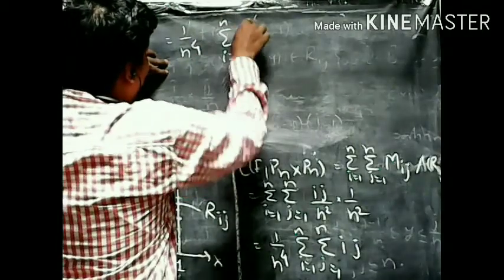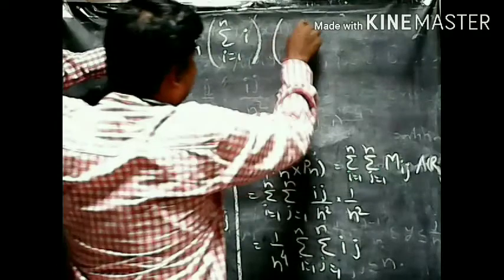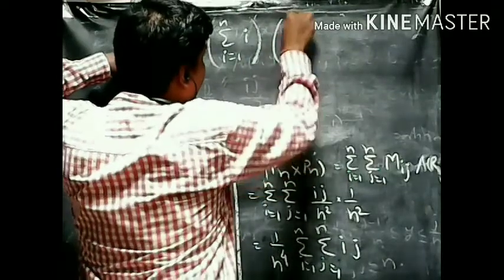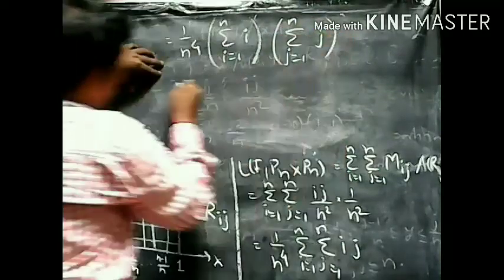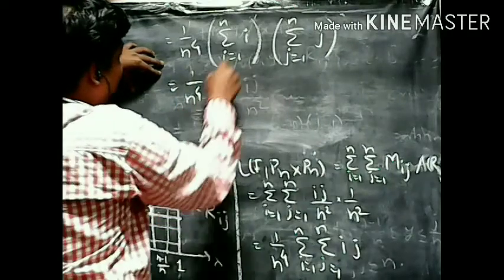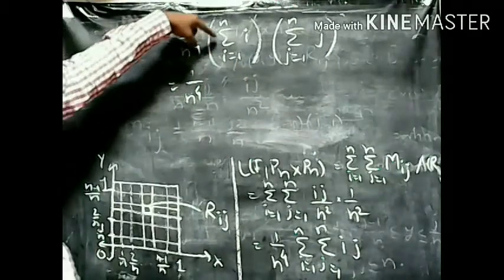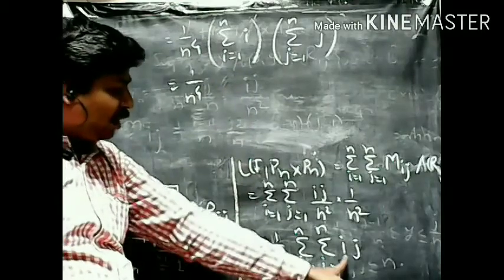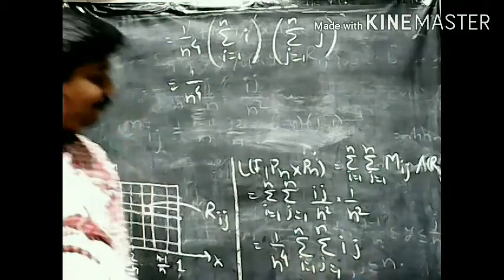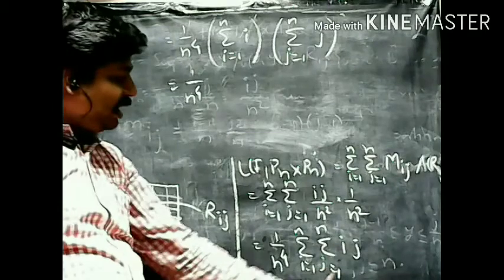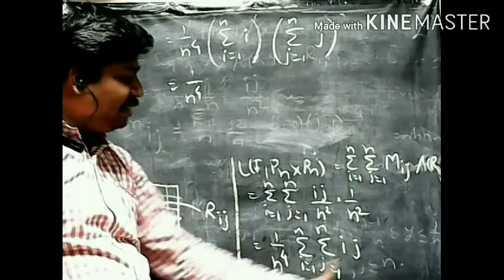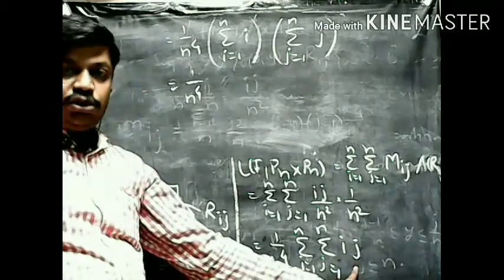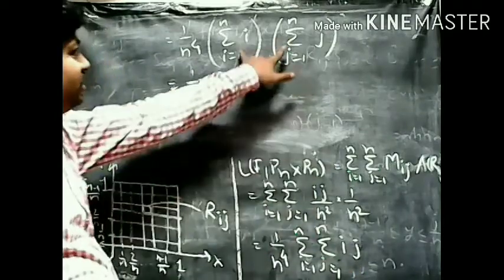n of i, and summation over j from 1 to n of j. So that will be 1 by n raised to 4. We want to compute this double sum of the product ij. With respect to j, i is constant, and with respect to i, j is constant. So we can split the sum like this.